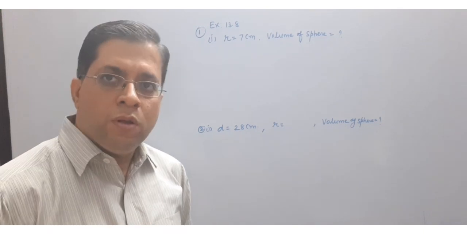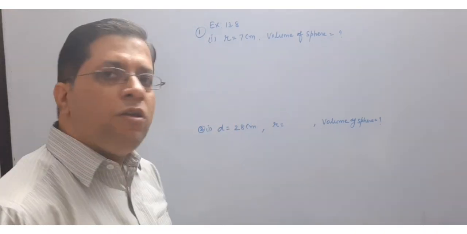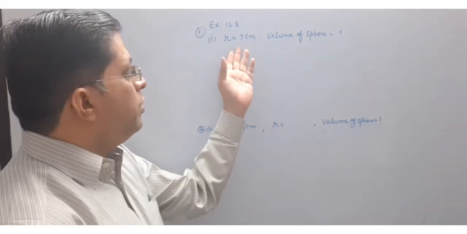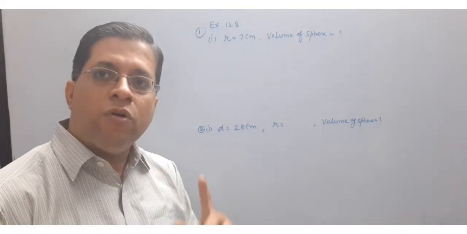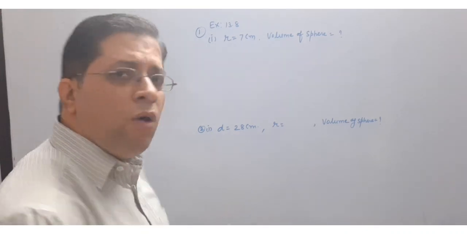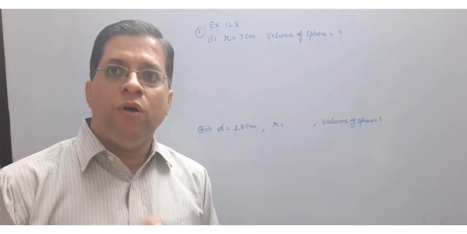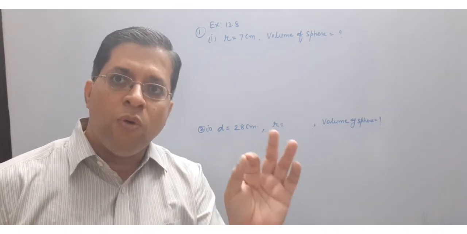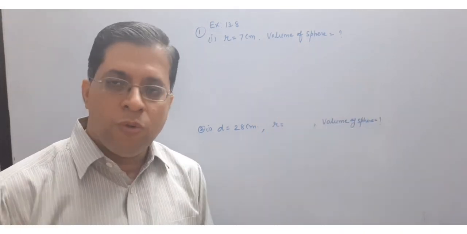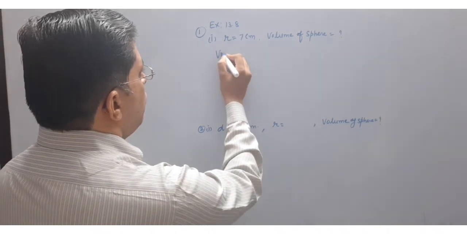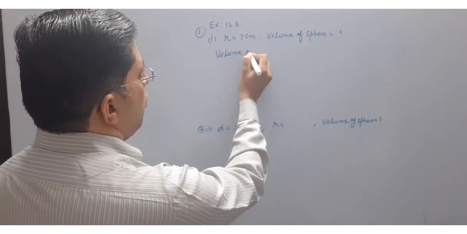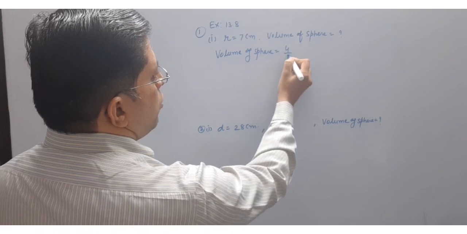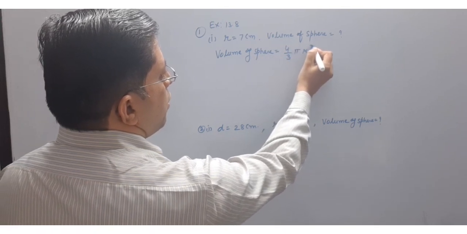Yes, come on. On next exercise 13.8, you have to find out volume of sphere, where radius is given to you, 7 centimeter. What is volume of sphere? Volume of sphere is 4 upon 3 pi r cube. I am writing here, volume of sphere 4 upon 3 pi r cube.